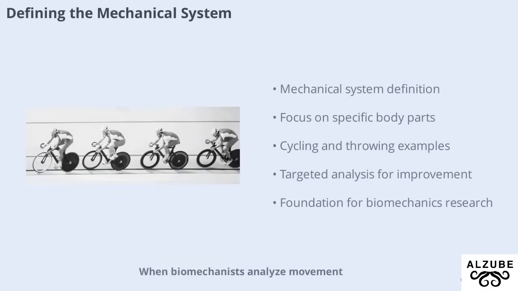When biomechanists analyze movement, they must define the mechanical system, the specific body or body part to focus on. For example, if they're studying a basketball throw, they might analyze just the throwing arm, the ball, or even the entire body. In cycling, the system could be the legs, the trunk, or the whole cyclist and bike. Choosing the right system is essential for accurate analysis and meaningful results.